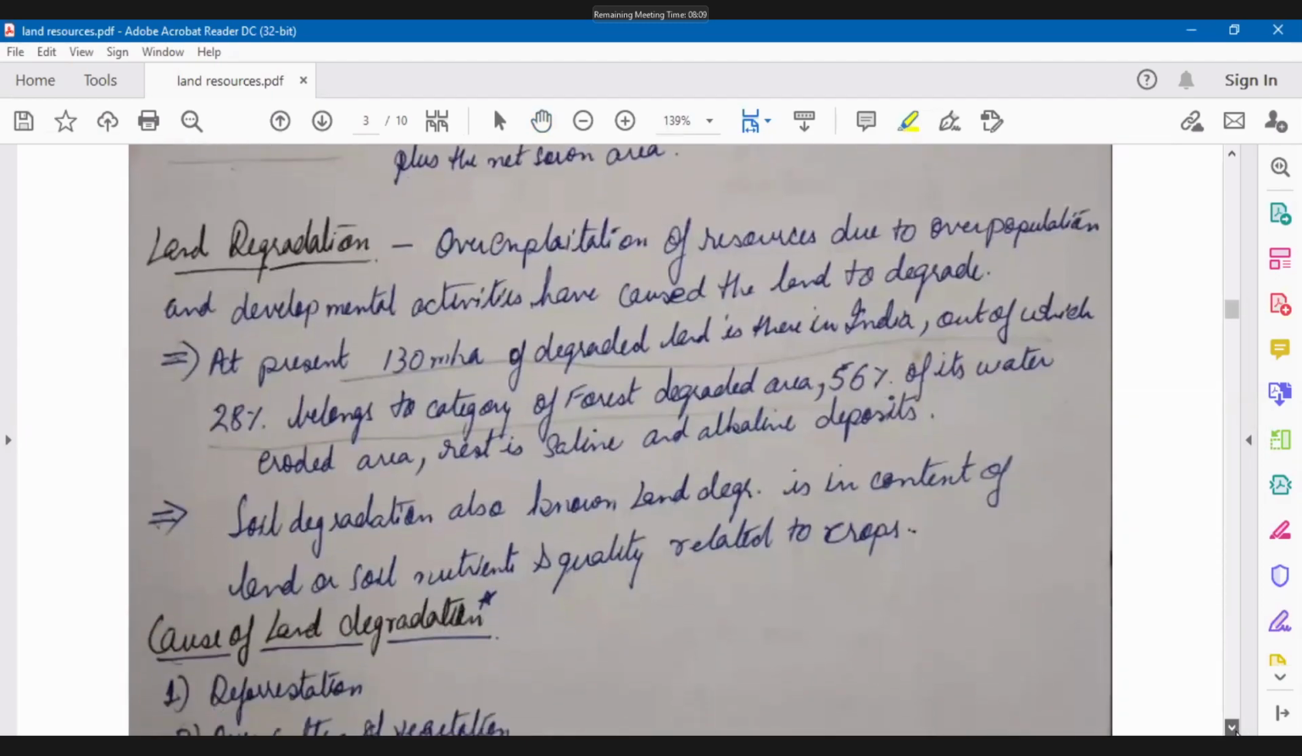The next point that we are going to cover is land degradation. Over-exploitation of resources due to overpopulation and development activities have caused the land to degrade. At present, 130 million hectares of degraded land is there in India. See, 329 is the total area, and out of that, 130 is your degraded area. So that is quite a large amount. Out of this, 28% belongs to the category of forests, and 56% of its area is because of the water.